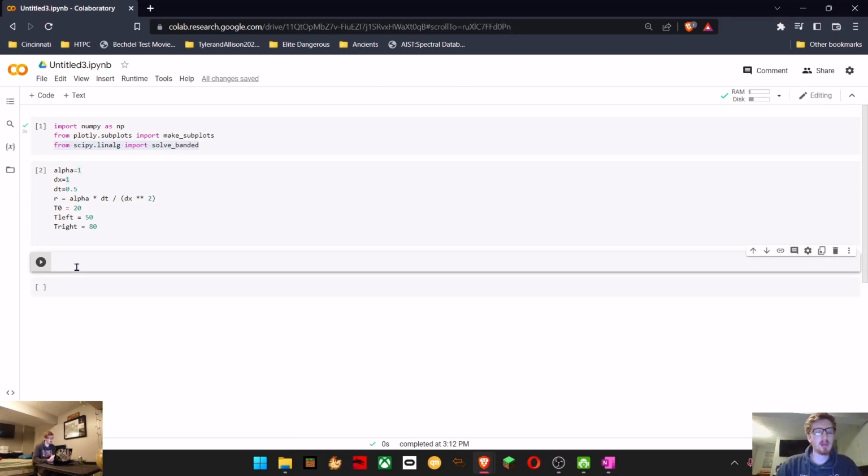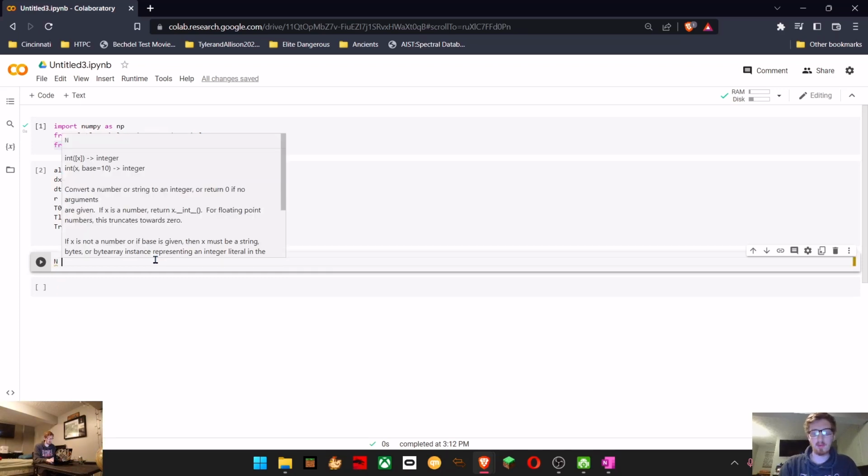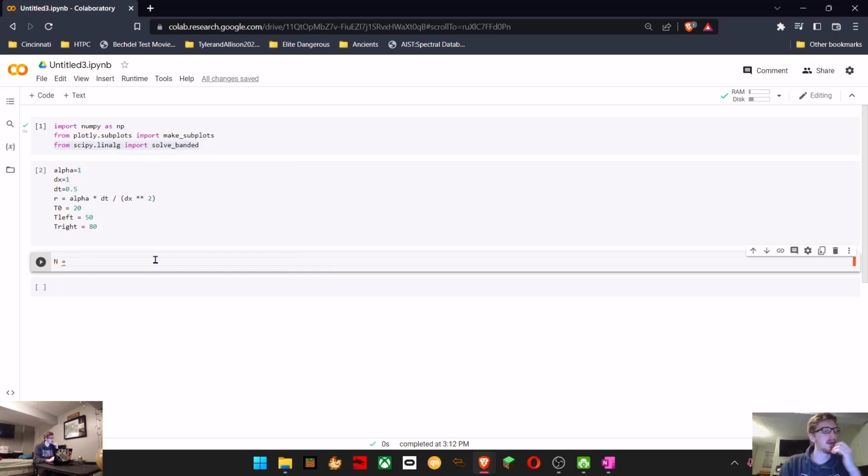So the first thing we need to do is make an array for our temperature. And to do that, we need to know how many position steps we're going to have, because we're going to have a row for each temperature in our array, or for each position in our array, I should say. And the way we're going to define the length of the bar is by how many increments we go through to get the full length of the bar.